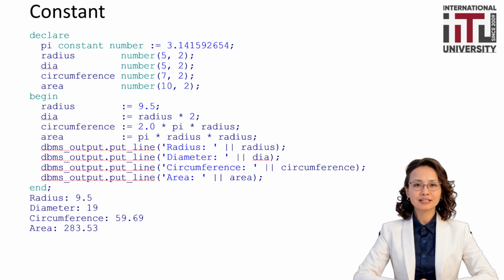The radius is set to 12, resulting in a diameter of 1, a circumference of 12, and an area of 16.